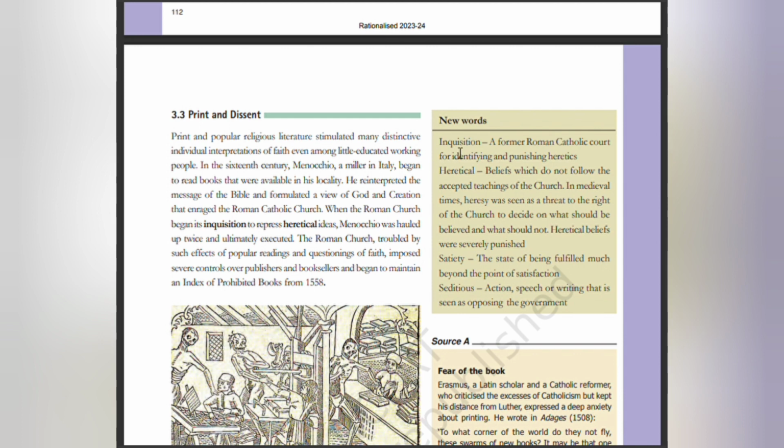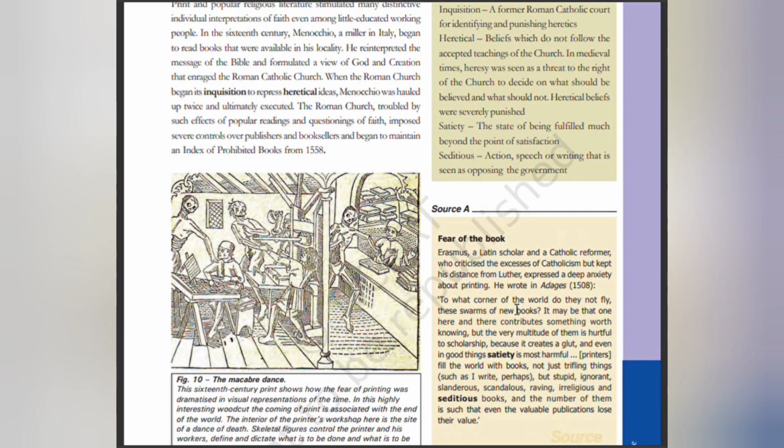Inquisition: a former Roman Catholic court for identifying and punishing heretics. Heretical beliefs are those which do not follow the accepted teachings of the church. In medieval times, heresy was seen as a threat to the right of the church to decide what should be believed and what should not. Heretical beliefs were severely punished. Satiety: the state of being fulfilled, much beyond the point of satisfaction. Seditious: action, speech, or writing that is seen as opposing the government.